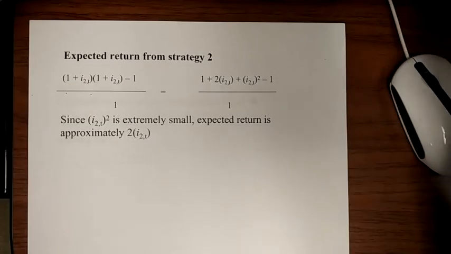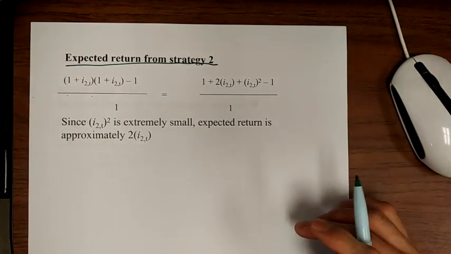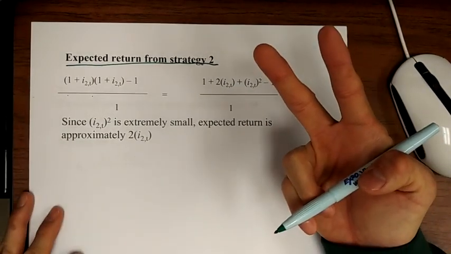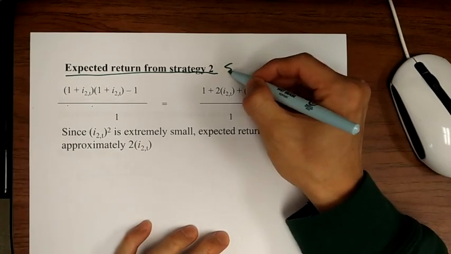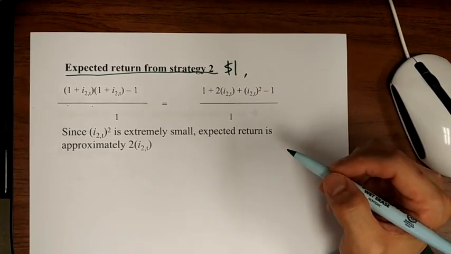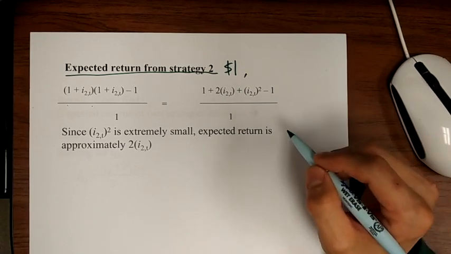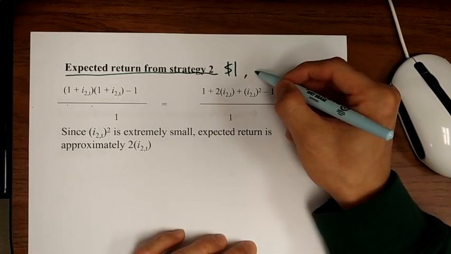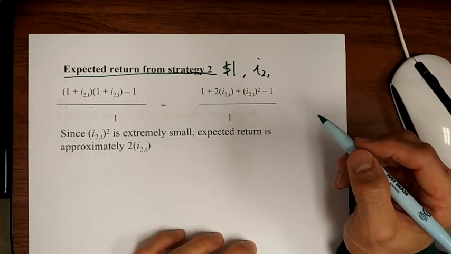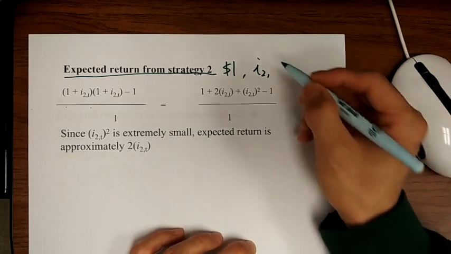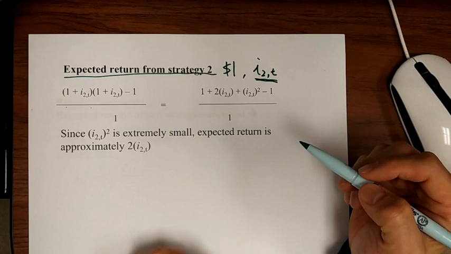Now, what is your expected return from strategy number 2, which is to buy a 2-year bond today and hold it for 2 years? Again, you invest $1. What is the interest rate that you are going to earn from this bond? The answer is, you are buying a 2-year bond. Therefore, you are earning the 2-year bond interest rate. When do you buy it? At time t. So this is your 2-year bond interest rate today.